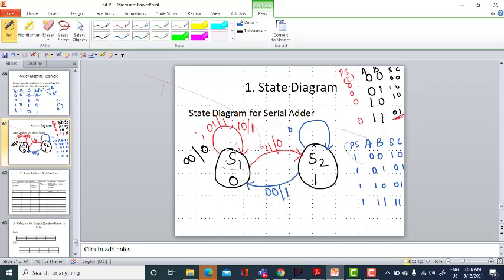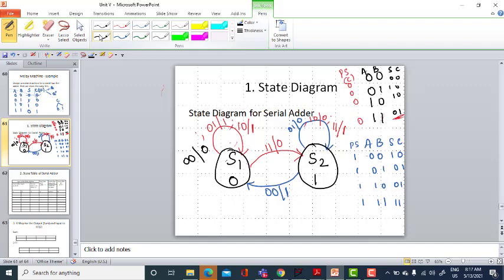Input combination is 0, 1, sum is 0, carry is 1. And for the next input combination, 1, 0, the output is 0 and your carry is 1. And again for the next input combination, 1, 1, your output is 1 and your carry is also 1. It remains in the same state. Is it clear? This is how you will be doing your state diagram.